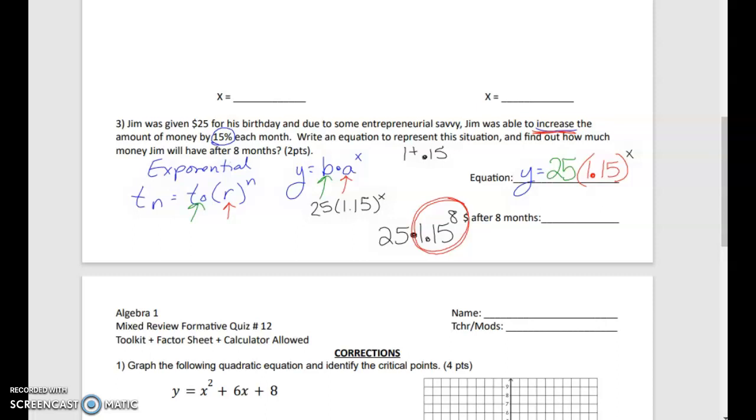But when I multiply those together, I get, and it's money, so we want to make sure we round correctly, but the correct answer is $76.48. Money we would round up, $76.48.